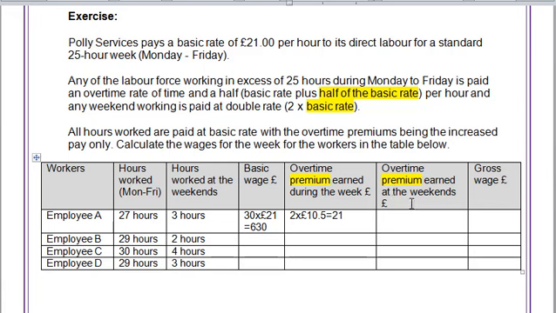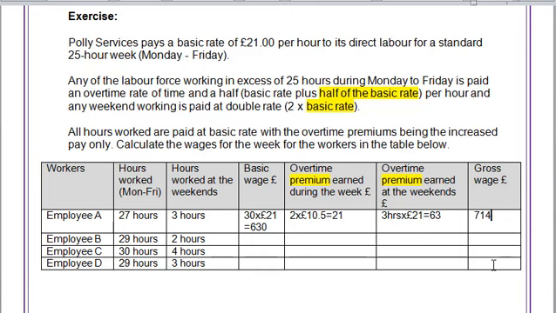Overtime premium at the weekends. Weekend hours are purely all overtime, so that's 3 hours straight off times your normal rate. Why? Because they are paying you double rate. So your basic is 21, your additional rate is 21 as well, double rate. But the question asks for overtime premium, so we're looking for that enhanced element only, and that will give me £63. And then I'm going to look for the total. 630 plus 21 plus 63 will go into the gross wage.